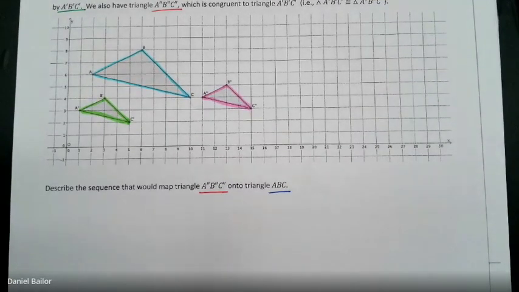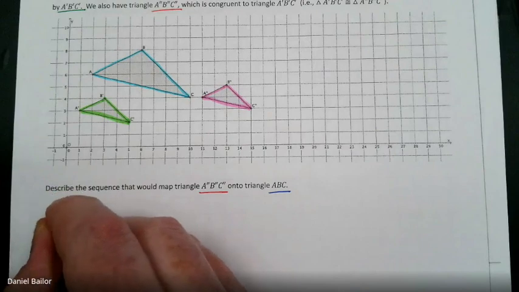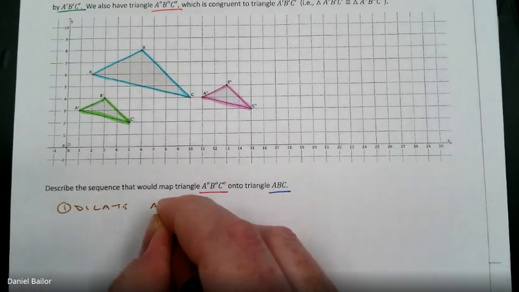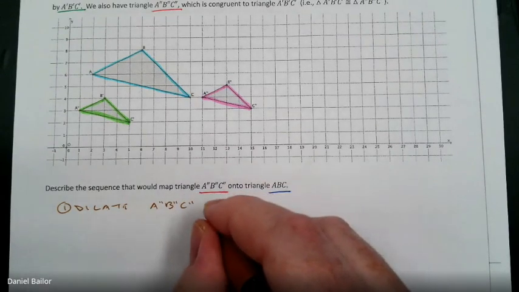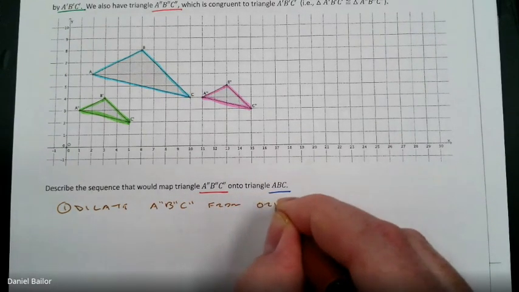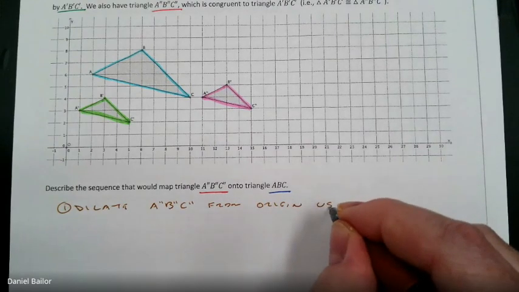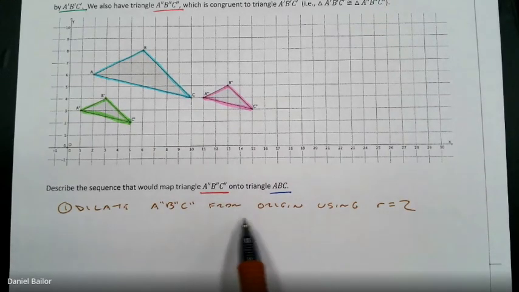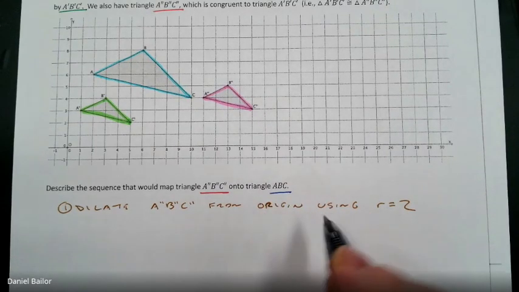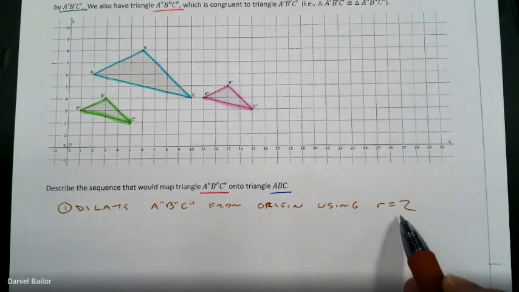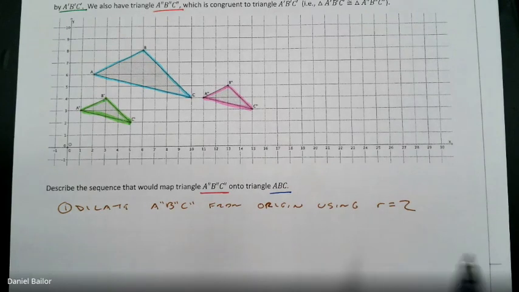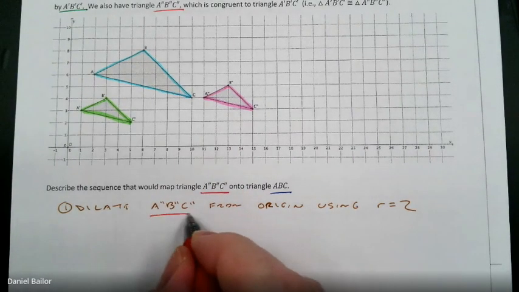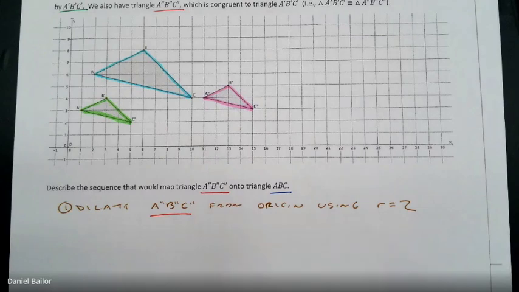So step 1, dilate A prime prime, B prime prime, C prime prime from origin using r equals 2. Remember, you have to tell me the center. So I told you the center was the origin. And you have to give me the scale factor, which is 2. So dilate the red, here I'll underline in red, from the origin using r equals 2.